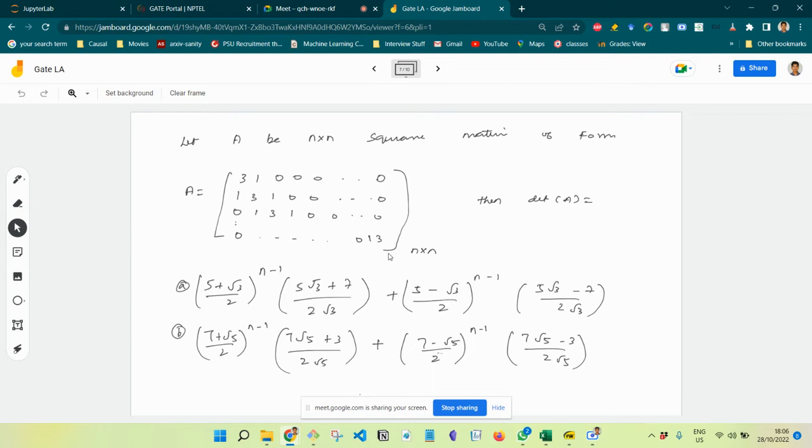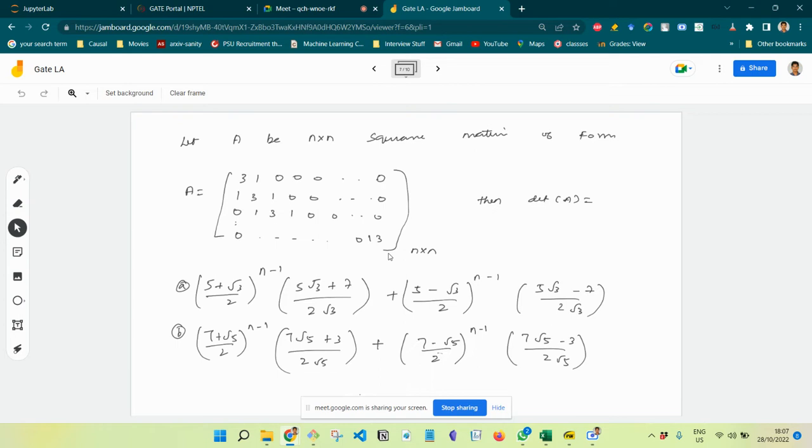Now if you notice, in this question they have not given any bound on n. So you have to assume that n is greater than or equal to 1. Because they have not given any bound, the bound is implicit. So n is greater than or equal to 1. Now they are asking us to find the determinant of this matrix.